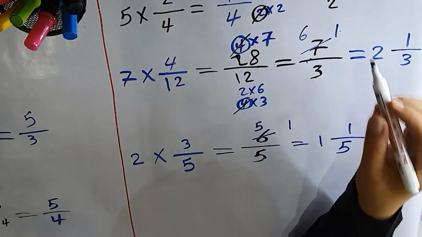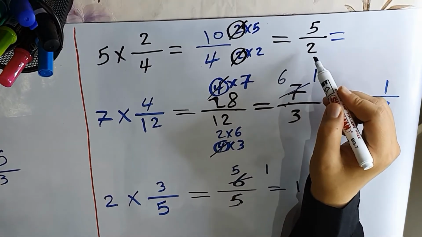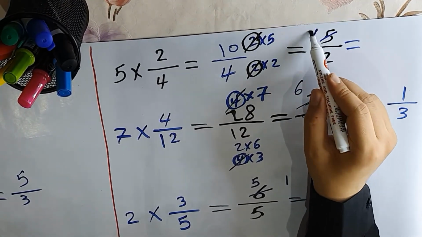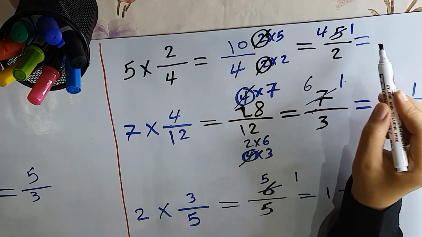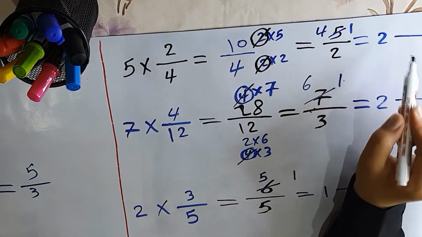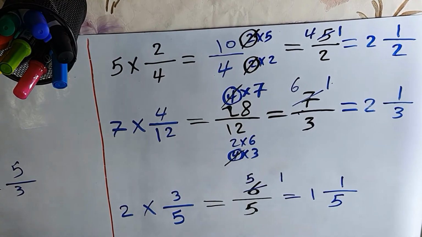In this fraction also we can write it as a mixed number. Like 5 divided by 2 we can't, make it 4. 4 divided by 2, yes we can. Then make 5 like 4 and the remainder is 1. Then divide it. 4 divided by 2 is 2. We write it out and the up is 1 and the down is 2.